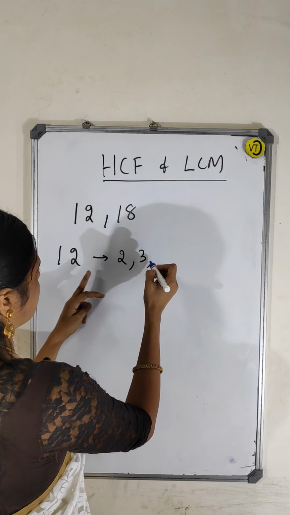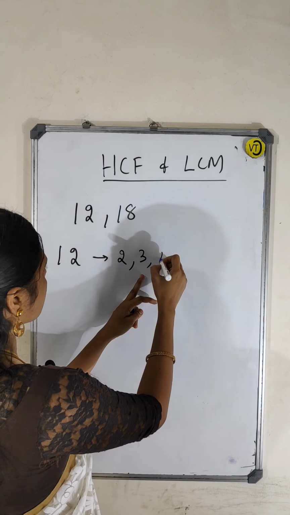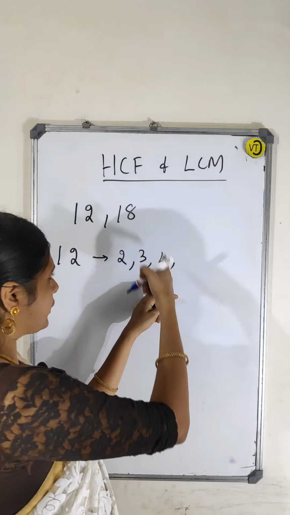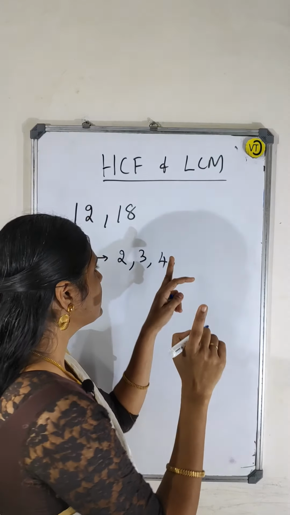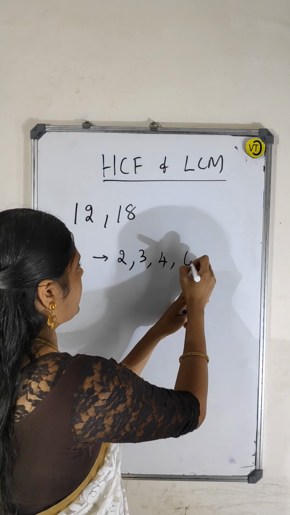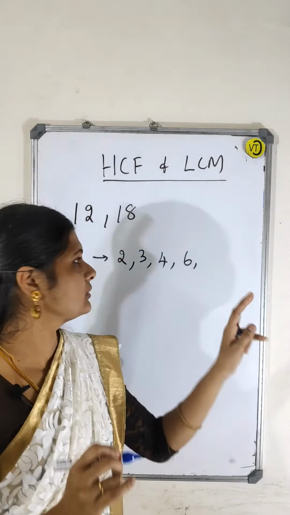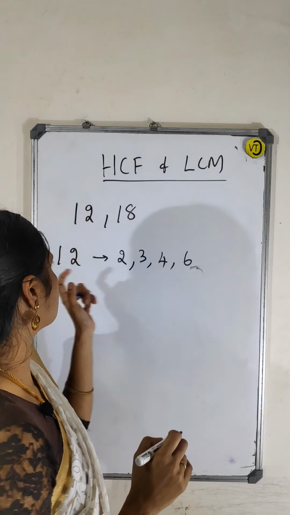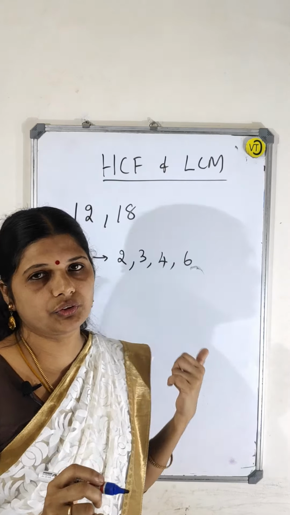2, 3. The 4 table will come, the 2 table will come, the 3 table will come, the 4 table will come, the 5 table will not come, the 6 table will come. So 2, 3, 4 and 6 are the factors of 12.